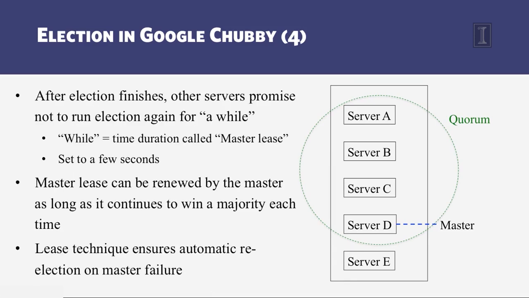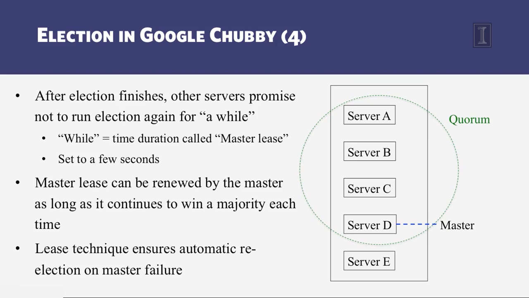Chubby also uses a concept known as leases. After an election finishes, meaning a leader has been elected, the other servers in this group over here, server A through E, guarantee that they will not run another election for a while. This while of time, or this time duration, is called a master lease. This is the minimum amount of time that the master is guaranteed to be the leader. This is typically a few seconds.